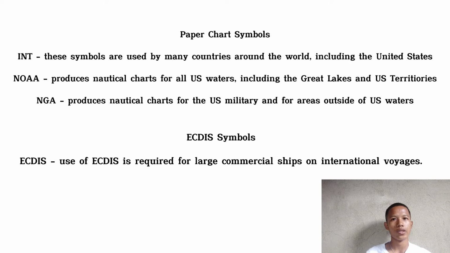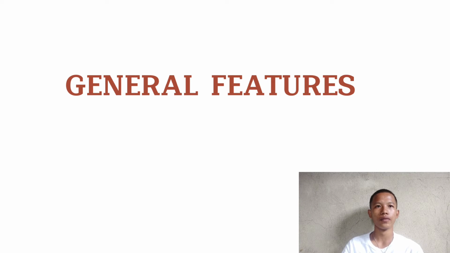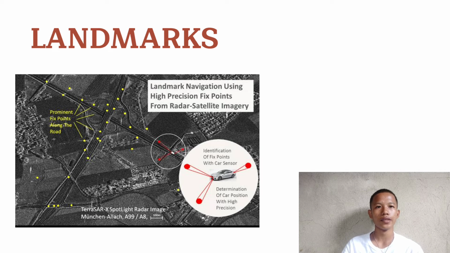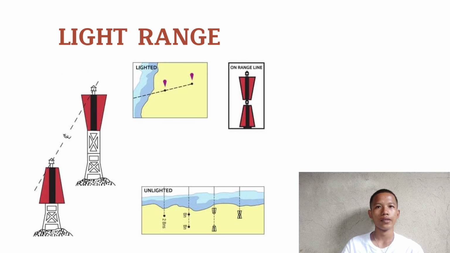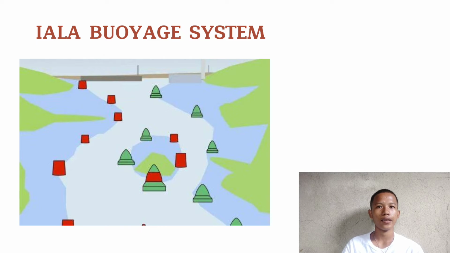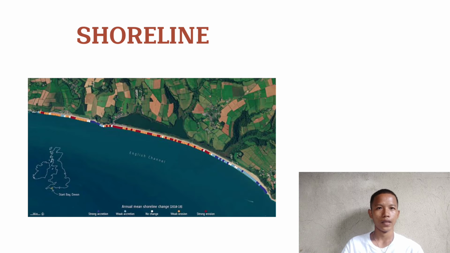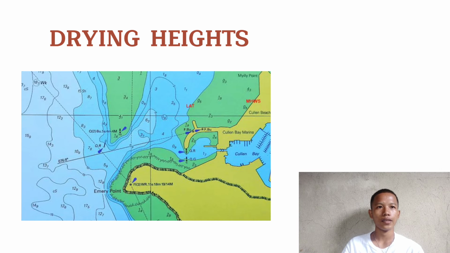For the digital raster image equivalent, there is ECDIS, which is required for large commercial ships on international voyages. Now we're going to talk about the general features of US Chart 1. It includes landmarks, lateral systems, heights, soundings, light range, the voyage system, shoreline, and drying heights. It is important to have knowledge of these features to understand nautical charts better and avoid any errors.